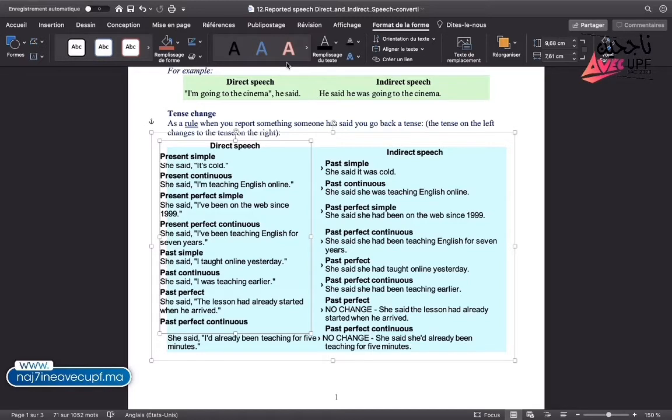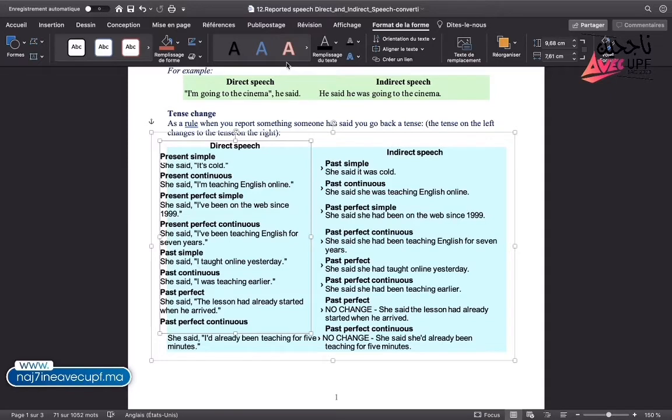Present perfect simple: she said I have been on the web since 1999. It becomes past perfect: she said she had been on. Present perfect continuous becomes past perfect continuous. For example: she said I've been teaching English for 7 years. Past perfect continuous: she said she had been teaching English for 7 years.